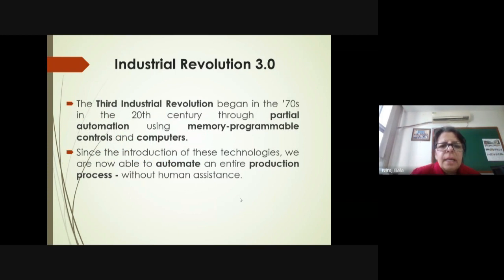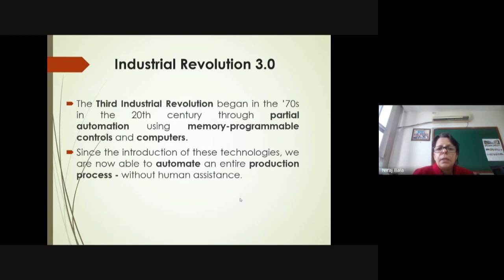Now, participants, let us move to Industrial Revolution 3.0. Followed by this came Industrial Revolution 3.0 in the 70s, in the 20th century. Many of us are part of this Industrial Revolution 3.0, where partial automation and memory programmable controls and computers were introduced. All of you must be aware that when I was doing my degree, computers were introduced. And in India also, in our country also, computers came.